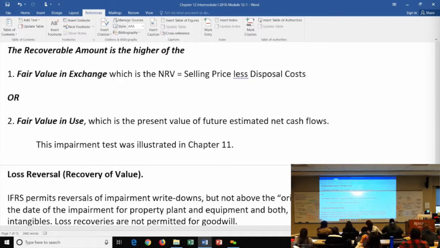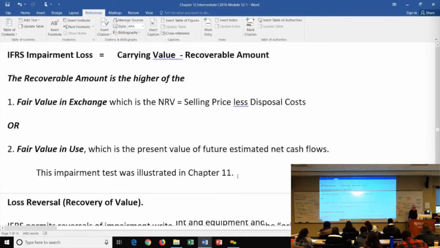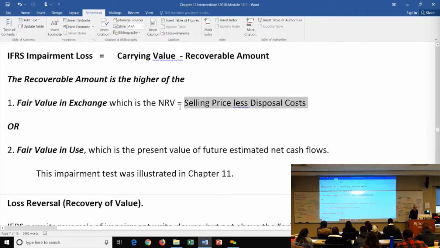Professor, is that NRV minus selling price and discounted cash flow? Disposal cost, yeah, for disposal. Discounted cash flow, yeah. And you said recovery except for assets held for sale, that's US GAAP?